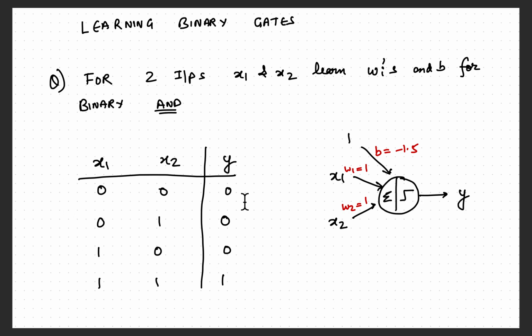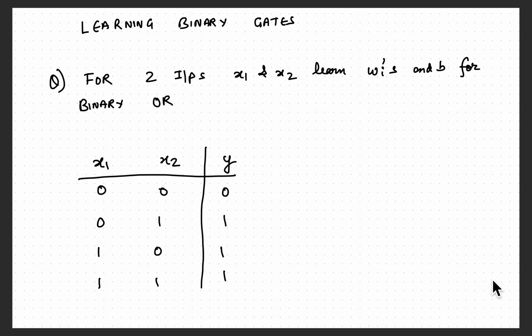For any of the other rows, since 1 is less than 1.5, if you have only one input being 1, then you'll always get a negative output, and thus the step function applied over that would be 0. So using this particular set of weights, we can learn the binary AND using a simple perceptron.